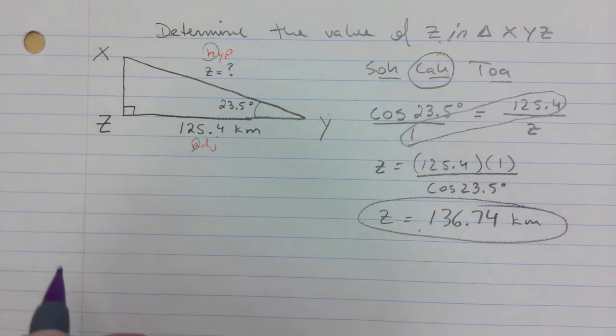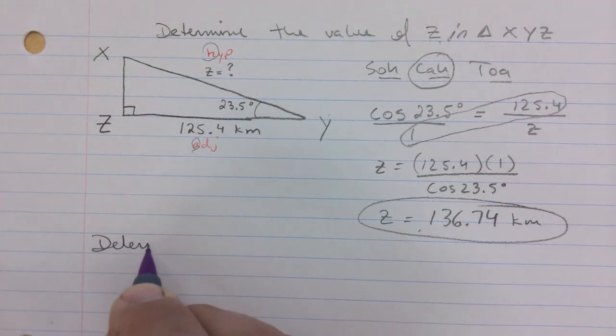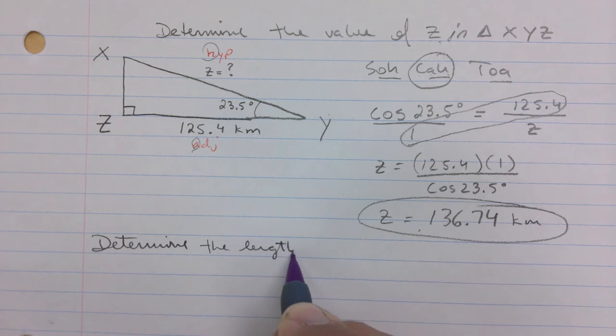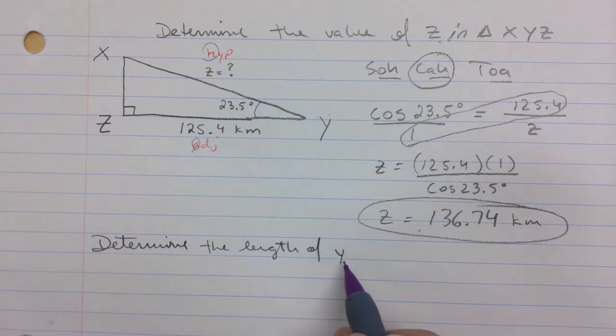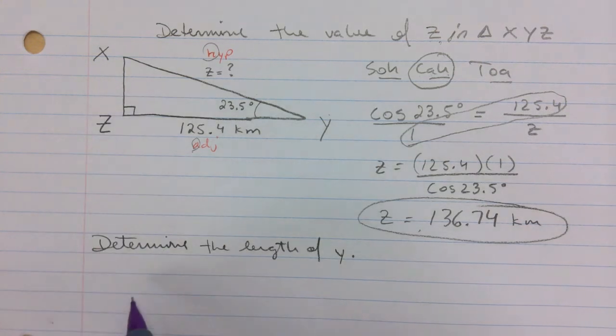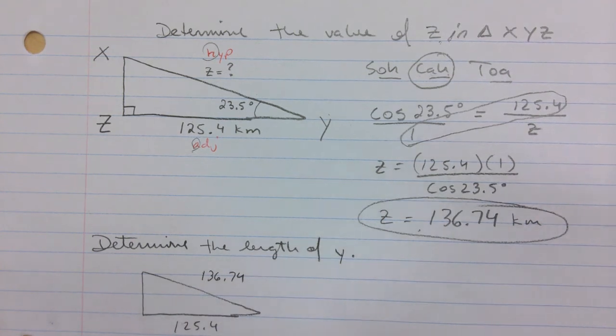I'm going to do an added note here. Determine the length of y. Like you're asking for y now, okay? Well, let's just retrace that one. We know that z is 136.74. We know that this is 125.4. We want to know what this is.